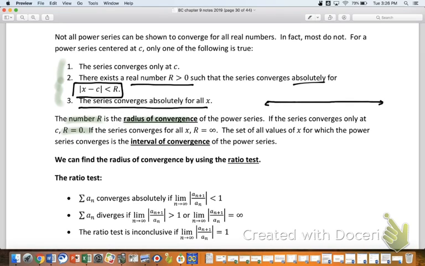But if this is c, and maybe this is our function, and maybe the power series, no matter how many terms you have, only wants to converge right there at c. I missed. There we go. Then we would say that the radius of convergence would be 0.